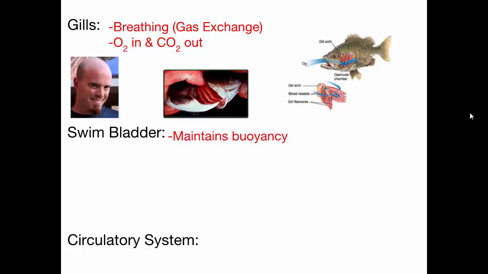Fish have another organ called the swim bladder, which is neat. It helps them maintain their buoyancy. What does that mean, buoyancy?